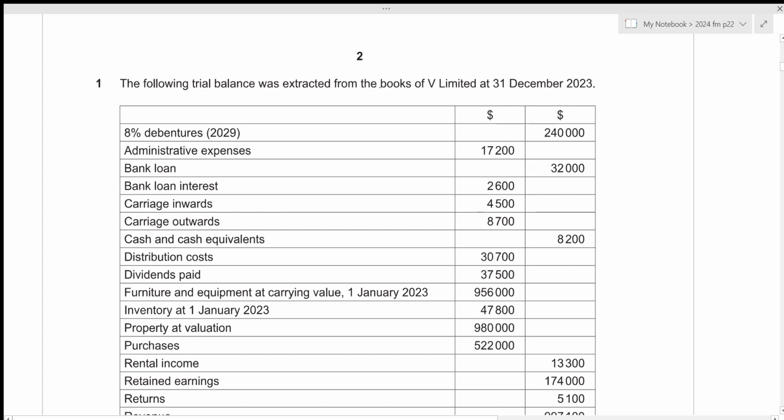The following trial balance was extracted from the books of V Limited at 31st December 2023. We have 8% debenture, which is to be repaid in the year 2029, administrative expenses, bank loan interest. We have the carriage inwards, which will go in our cost of sales section, and the carriage outwards, which will go towards our selling and distribution costs. We then have cash and cash equivalents, distribution costs, dividends paid, furniture and equipment at carrying value. So this is our net book value at the opening date, which is 1st January 2023. We then have the inventory at 1st January 2023. This will be our opening inventory. We have property at valuation.